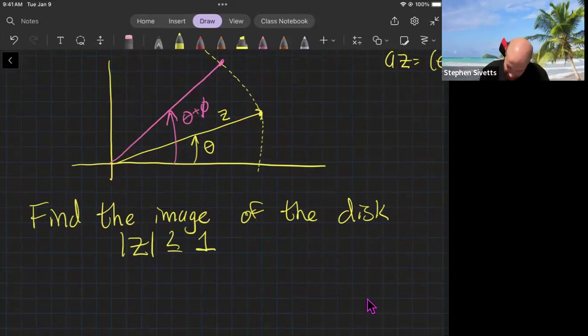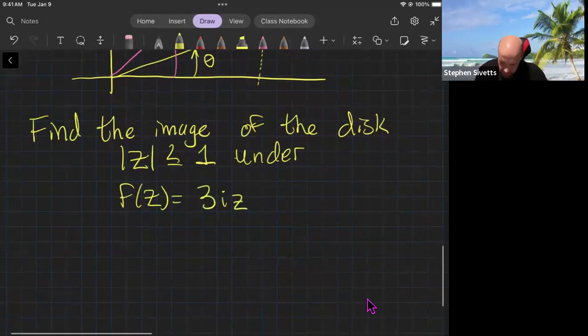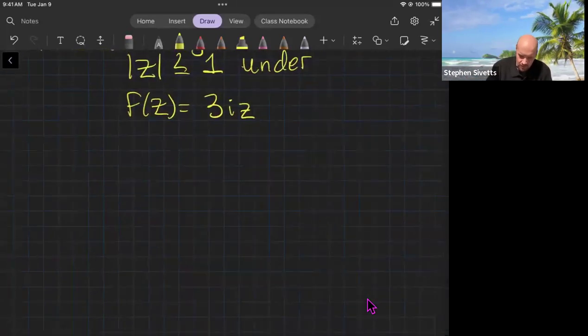The unit disk under this transformation, f of z is equal to 3 times iz. Okay, spend a few minutes working on this example. If you come back, I'll show you the solution. Well done. I assume that you've worked on this example, and let's see if your solution is correct.